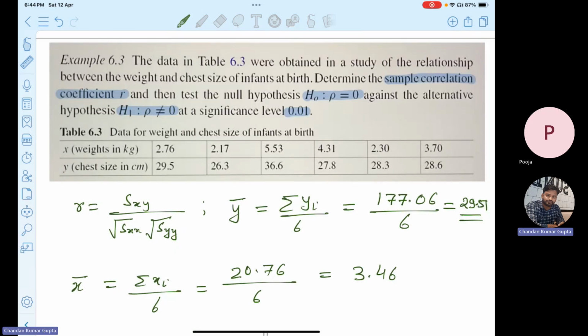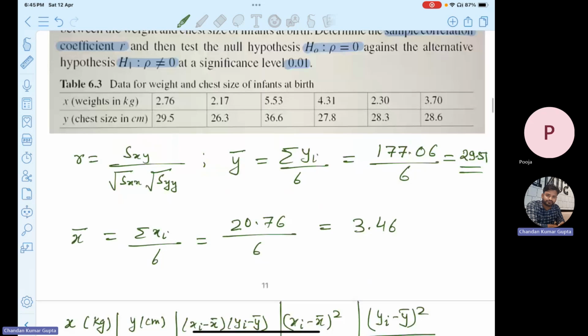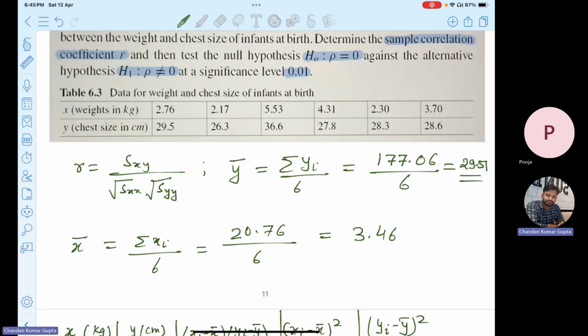Since the level of significance given in the question is 1%, 0.01, in the T table at 0.01 level of significance at 4 degrees of freedom, because 6 values are given, the degree of freedom is n minus 2. Because two sample values are involved, X bar and Y bar, there is a loss of 2 degrees of freedom.